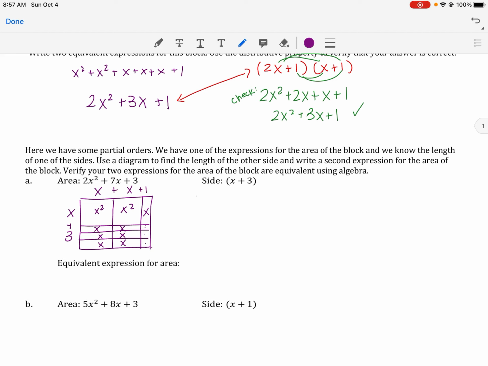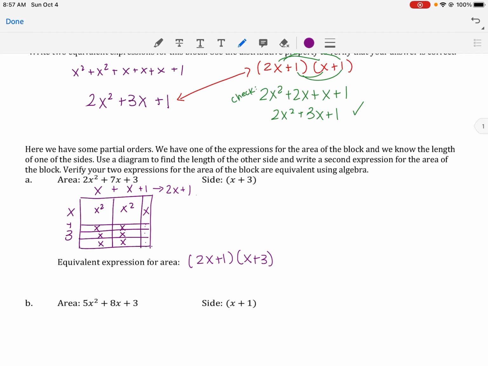So, as we look at the 2 sides then, on this side I have x plus x is 2x plus 1. So we're saying, okay, 2x plus 1, sorry, I'll write down here where it says equivalent expression for area. 2x plus 1 is one of the sides, times x plus 3 is the same as what we have.